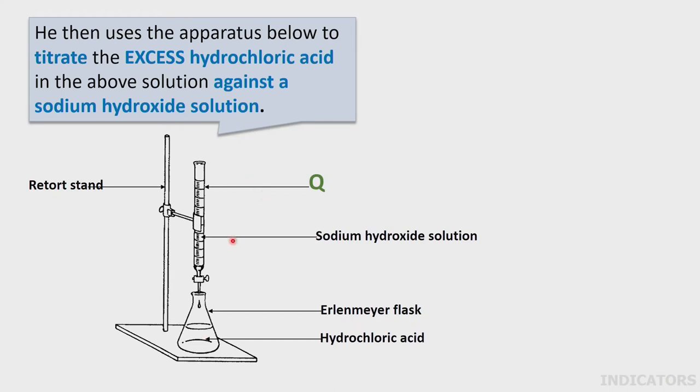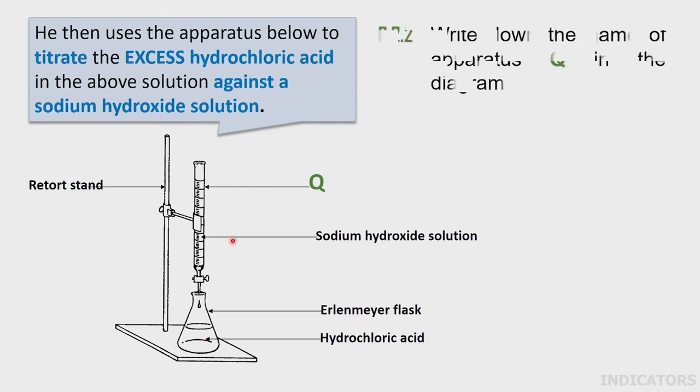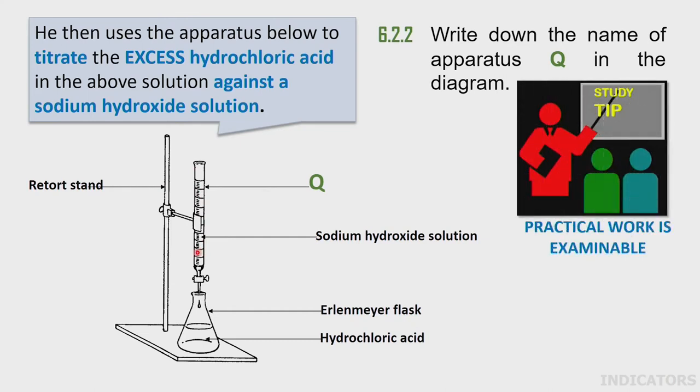And now they ask about Q. They say write down the name of the apparatus Q in the diagram. What do we call this glass apparatus that we measure one of the chemicals with? What do we call it? I think you need to write that down.